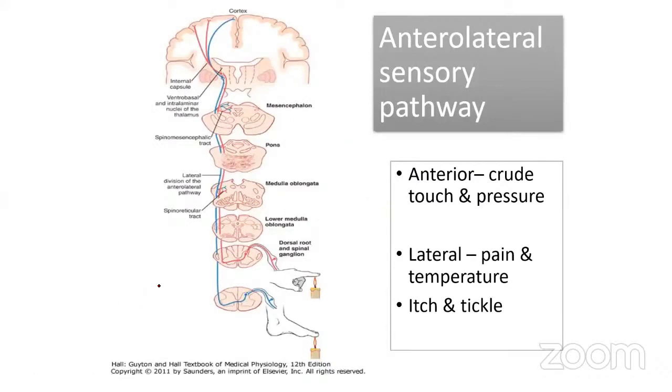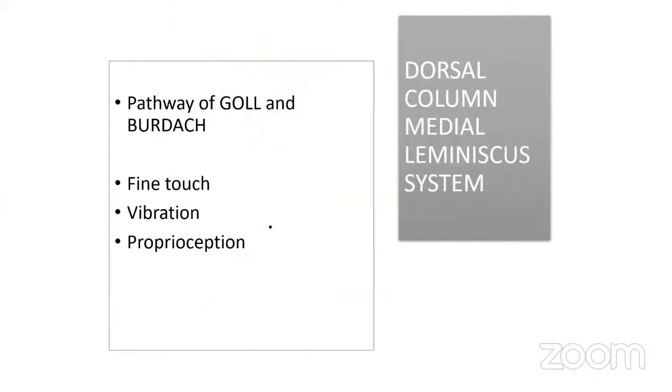This is the anterolateral pathway. Itch and tickle are also transmitted through this lateral pathway. It's important: itch and tickle are carried through which pathway? The lateral spinothalamic tract. Please note this. The dorsal column medial lemniscal system is also known as the pathway of Wallenberg. Fine touch, joint position sense, vibration sense, and proprioception are carried through it.